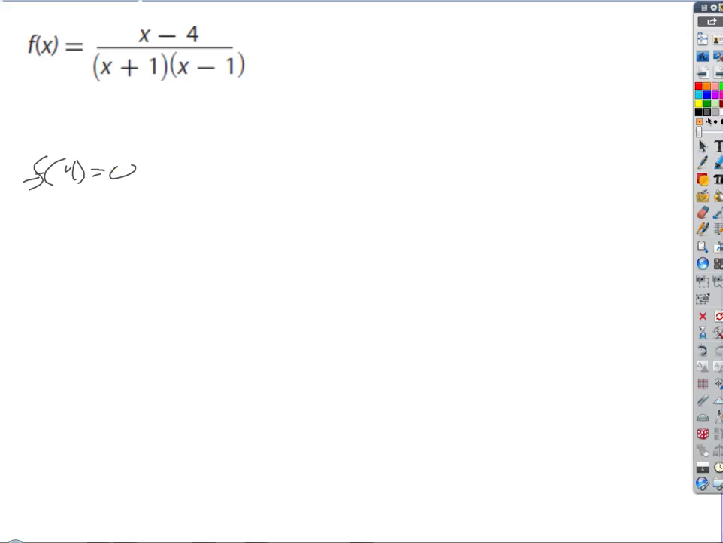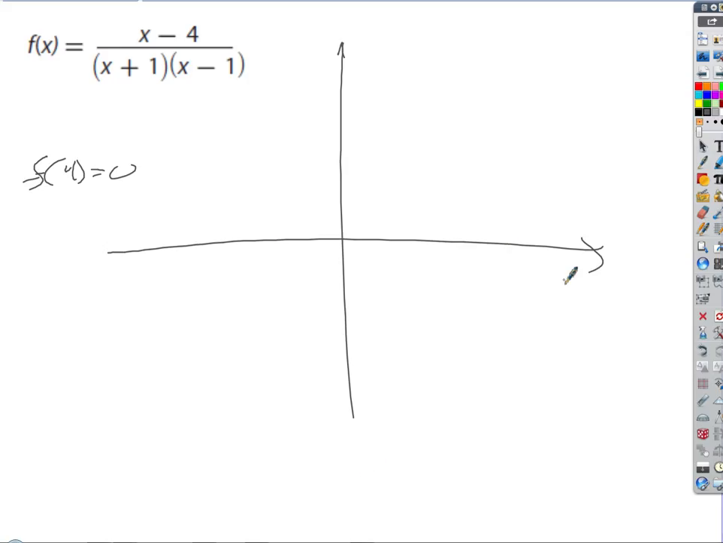So on our graph, if we're going to sketch a graph, that's one point that we know, right? We know the function goes through that point. Okay, what else do we know? What about the zeros at the bottom? What are those? Negative 1, 1. Okay, what's going on at negative 1 and 1?